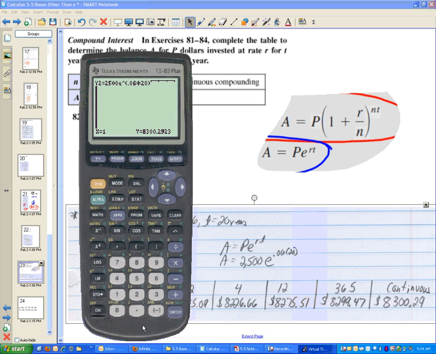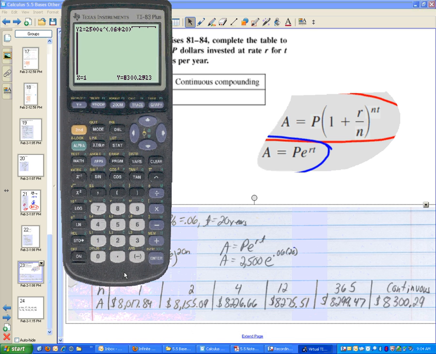So, if you're the investor, what's your best deal? Compounded continuously. Compounded daily, not so bad. Compounded once, go somewhere else.